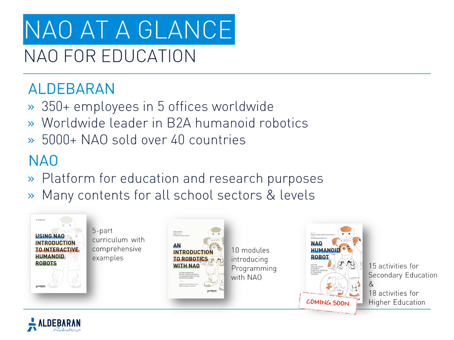Let's quickly talk about the company and the robot. Aldebaran is a French company. We are more than 350 employees and we have sold more than 5,000 NAOs all over the world. We are the worldwide leader in humanoid robotics at school.